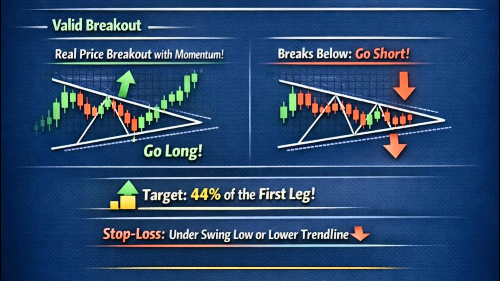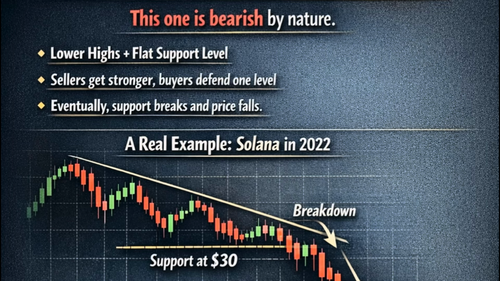Now let's move to the descending triangle. This one is bearish by nature. It forms when the market prints lower highs and a flat support level. Sellers get stronger every round. Buyers only defend one level. And eventually the level gives up.